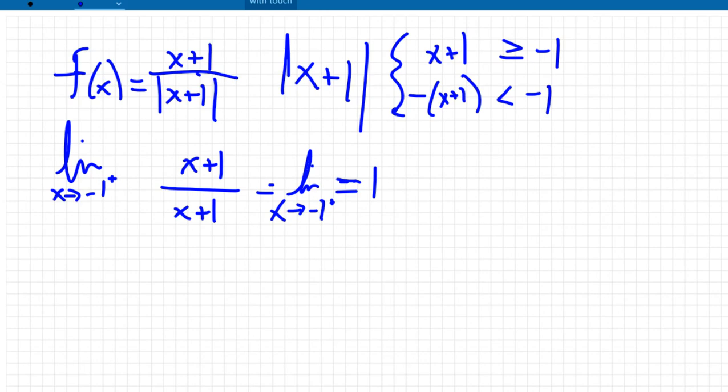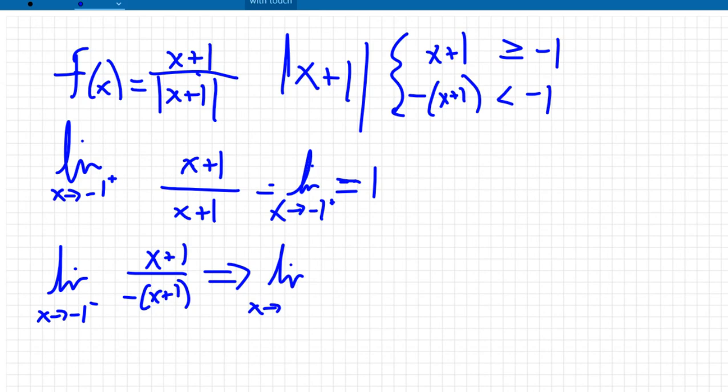But now let's look at the limit as it approaches negative 1 from the left-hand side, or from values less than negative 1. We can go back to our definition for absolute value for this as well. The absolute value of x plus 1 is equal to the opposite of x plus 1, in the case that x is less than negative 1. So we put x plus 1 over the opposite of x plus 1. Pretty straightforward.